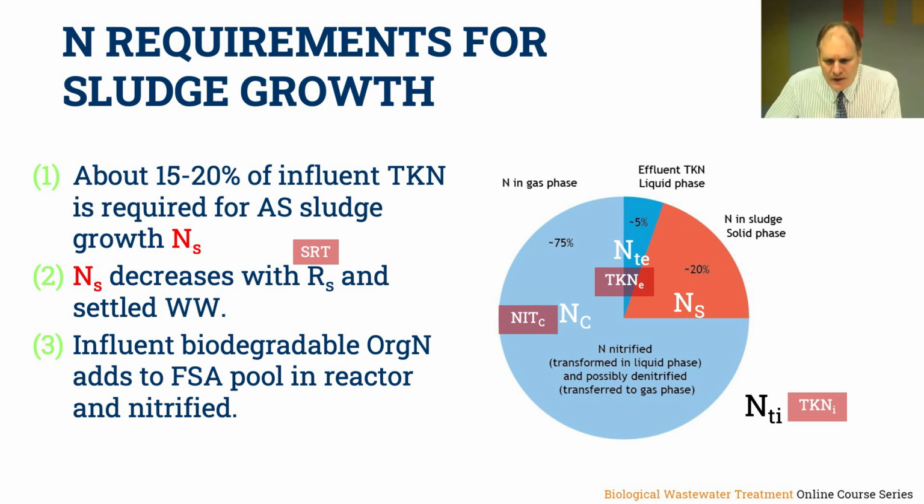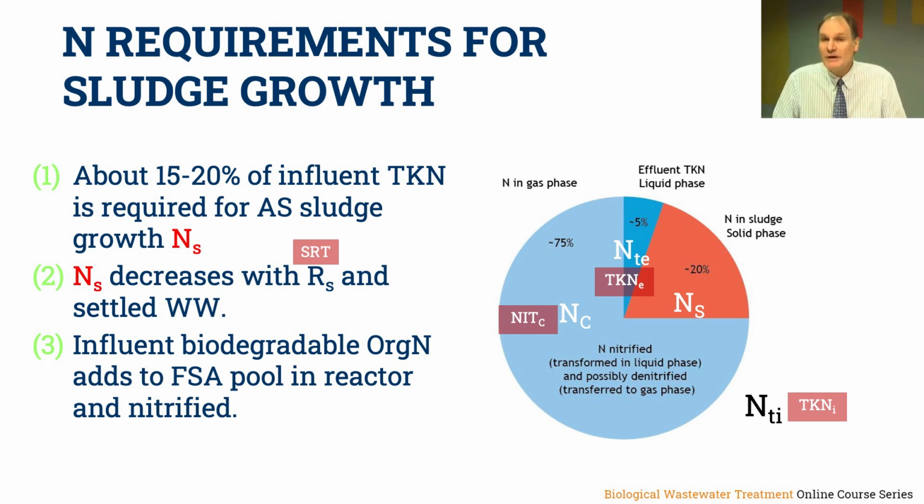So, the effluent TKN generally, when we have complete nitrification, is about 5% of the influent TKN. So if we have an influent TKN concentration of, let's say, 60 milligrams per liter, 5% of that 60 would be 3 milligrams of N per liter.